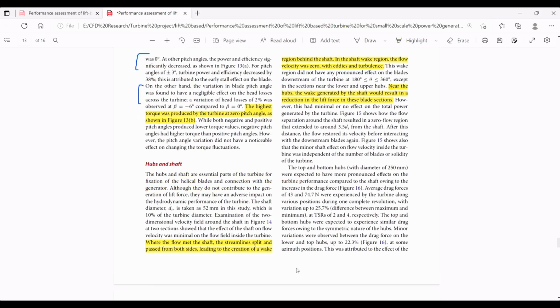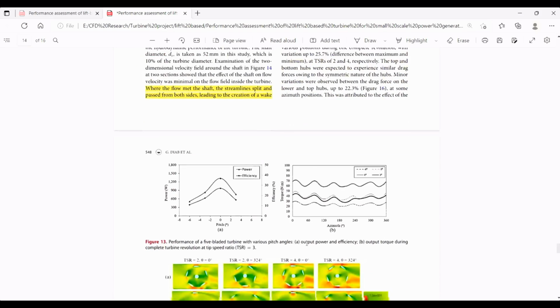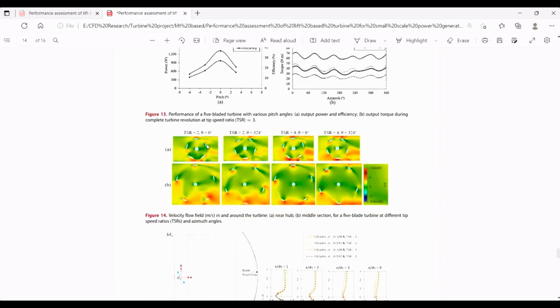It is the effect of hubs and shaft on the lift, drag, torque, and power of the turbines. And generally, hubs and shaft lead to an increase in the wake region of the turbine. So here in the CFD contours, we can see that the hubs and shaft have their own wake region, which influences the pressure distribution and velocity distribution near the blade.